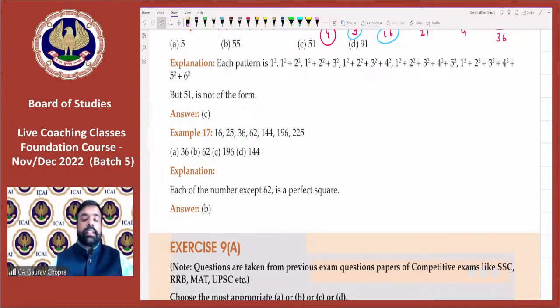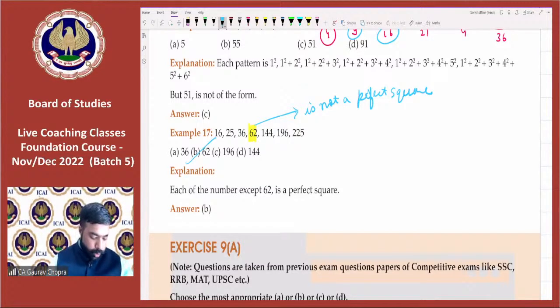16 is square of 4. 25 is 5 square. 36, 6 square. 62 is not a perfect square. 144, 12 square. 196, 14 square. 225, 15 square. So all the numbers are perfect squares except 62. So 62 is not a perfect square. So that is why 62 will be the odd one out. Option number B. All right.